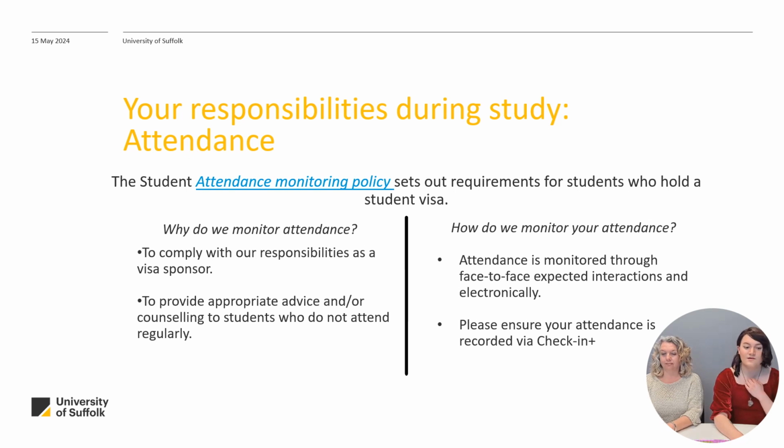So this begs two questions: why we monitor attendance and how we monitor attendance. So we monitor attendance to comply with our responsibilities as a visa sponsor. The UKVI can, at any time, request information on our visa holders, and this includes our students' attendance records. Attendance monitoring also enables us to support students with advice and guidance, and if a student's engagement in their programme is low, we always want to ensure that they're provided with relevant university services and support to ensure they can fully engage in their studies. So then this brings us on to how we monitor attendance.